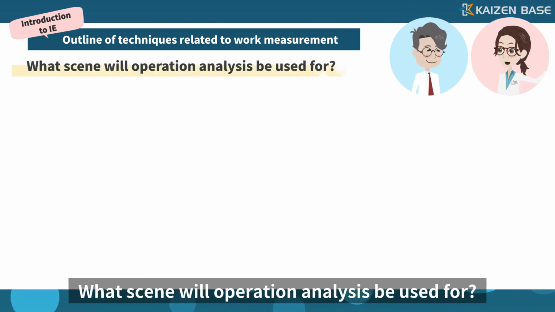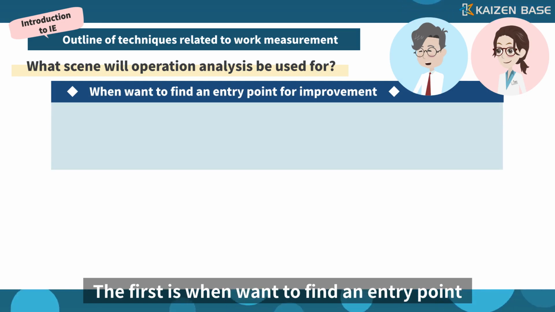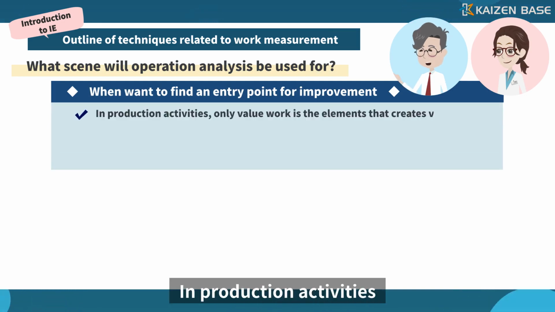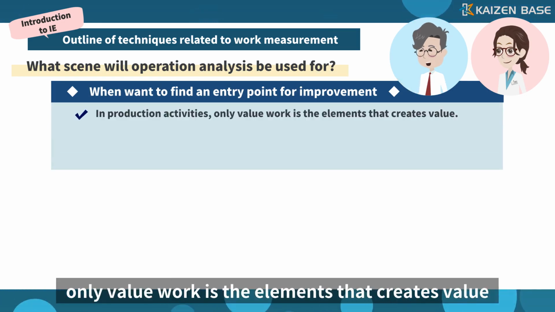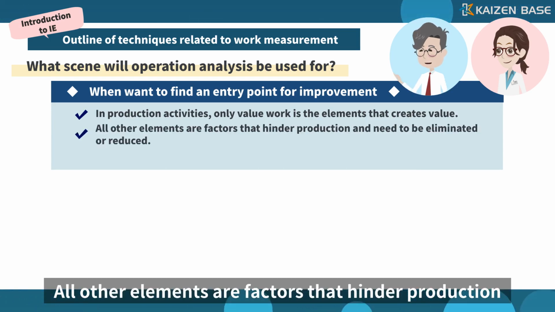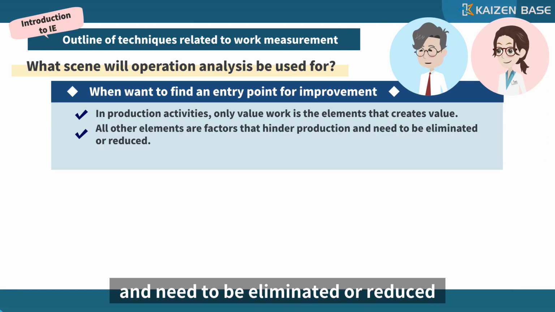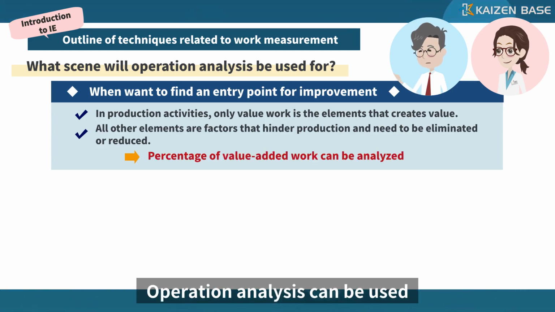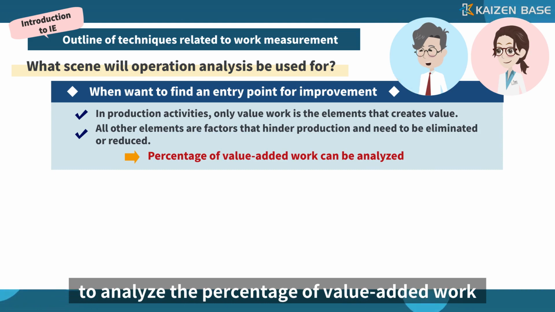What scene will operation analysis be used for? The first is when you want to find an entry point for improvement. In production activities, only value work is the element that creates value. All other elements are factors that hinder production and need to be eliminated or reduced. Operation analysis can be used to analyze the percentage of value-added work.